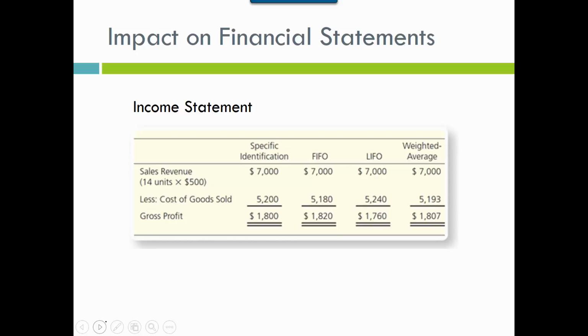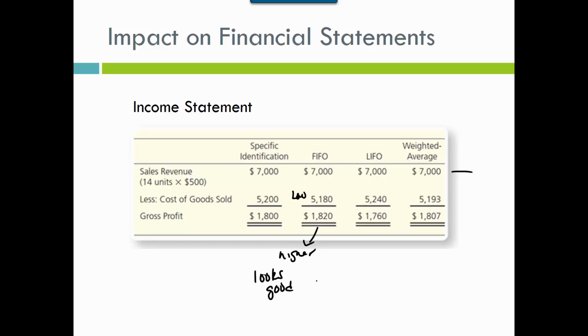So using the example in the book, if we look at the impact on the income statement, the sales revenue is the same regardless of which method I use. But you can see that the method I used makes a big difference on cost of goods sold and therefore on gross profit. So with FIFO, I have a lower cost of goods sold, which means I have a higher gross profit. So that looks good, right? A high gross profit looks good.